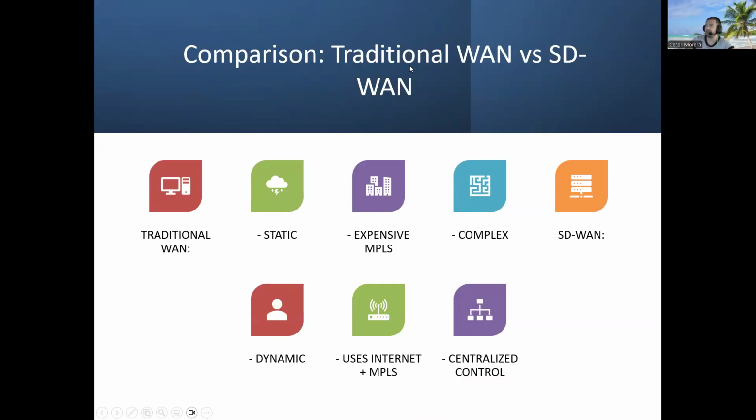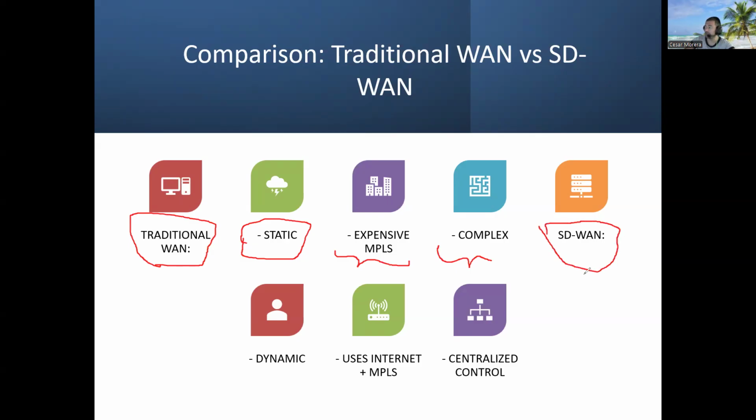Okay, we have the traditional WAN versus the SD-WAN, and we can see the differences. For the traditional WAN, we are talking about static, expensive MPLS, and complex. Now, when we move forward to the SD-WAN new solutions, we get centralized control, we get a dynamic integration of systems, and it uses internet and MPLS and new technologies that are evolving during the last couple of years. We can name just a few of them.